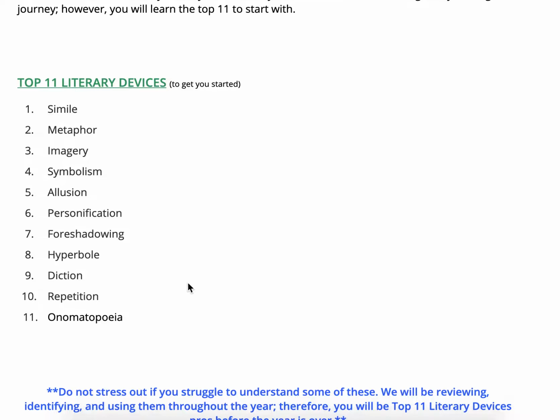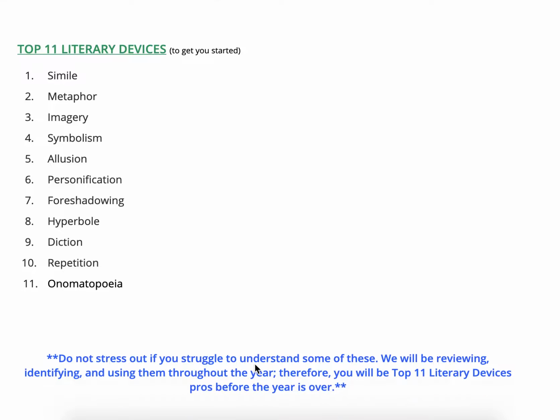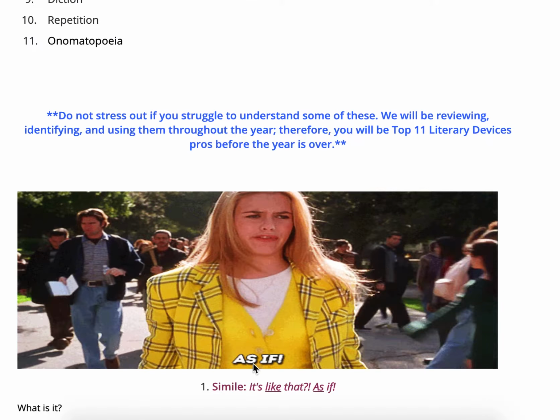Before we start, do not stress out if you struggle to understand some of these. We're going to be reviewing, identifying, and using them throughout the year. So by the end of the year, you're going to be a top 11 literary devices pro. You're going to be able to rattle them off so fast that you're going to be very impressive, let me just say. Okay? So let's get started.